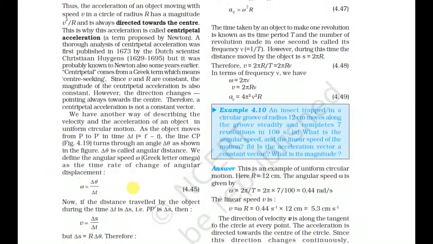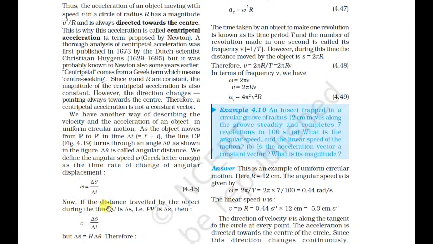So we define the angular speed omega, the Greek letter omega. The time rate of change of angular displacement, omega, equals delta theta by delta t.